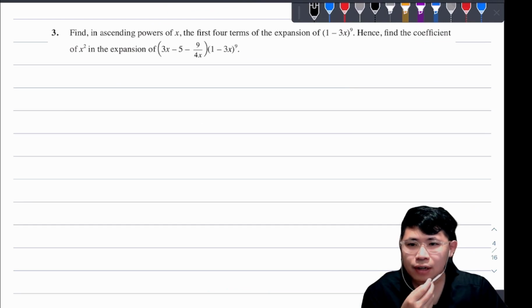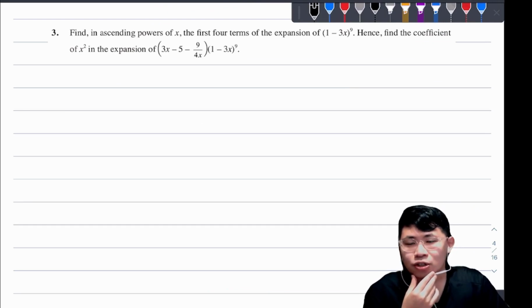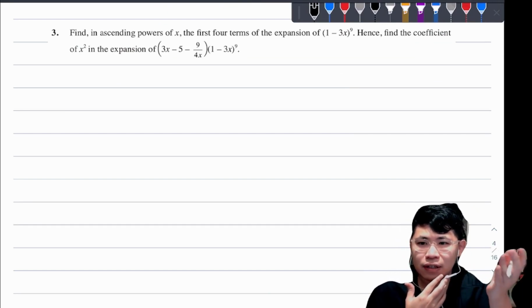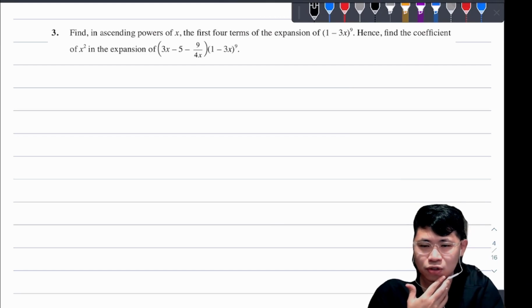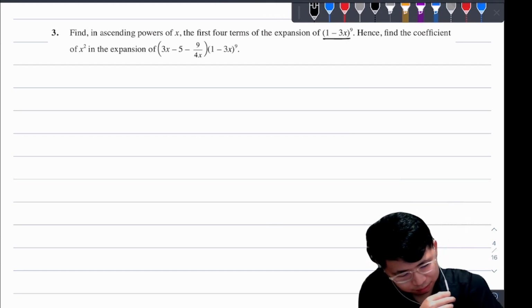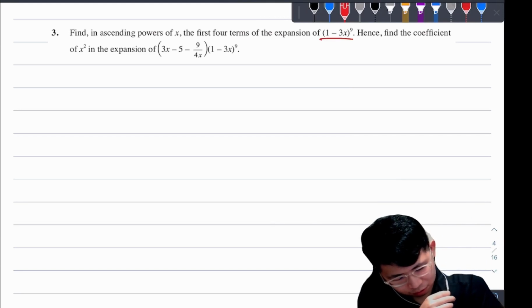Okay, question 3. So find in ascending powers of x the first 4 terms of the expansion. So we need to expand for the first 4 terms. And then hence find the value of the coefficient of x squared in that expansion. No problem. So let's expand the first one. We expand this one over here, and then take note of the first 4 terms.